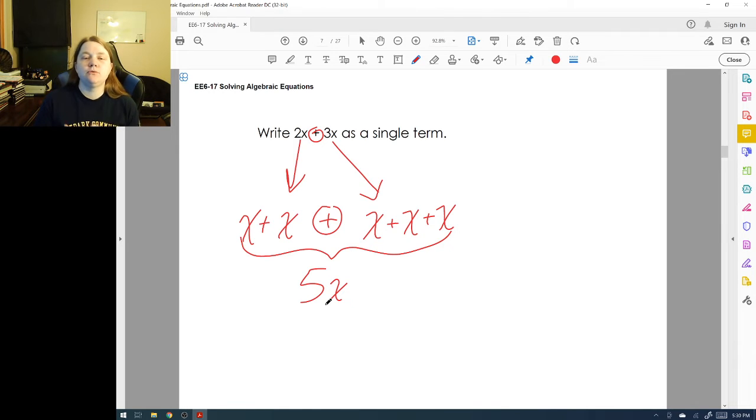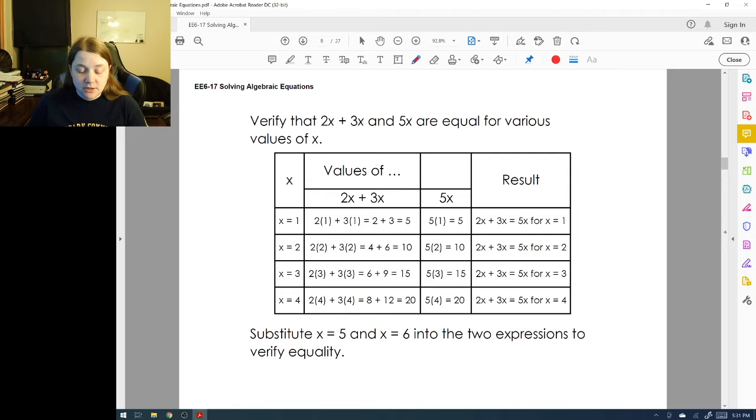Do we have to rewrite this out as an addition statement every time and then combine it into a multiplication statement? You absolutely don't have to. You have the option of doing that if it helps, but it's not required. So they want to check that 2x plus 3x and 5x are the same.